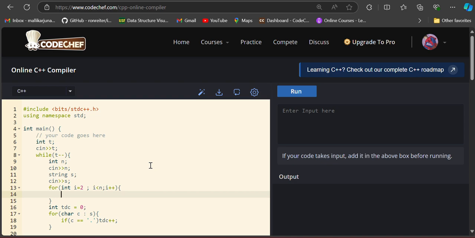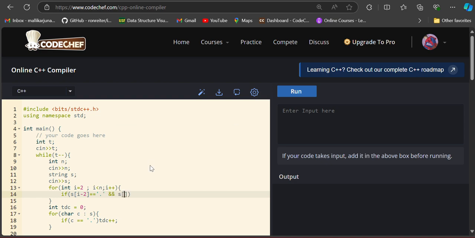So what I'm calculating is, directly I have to know whether there are three consecutive white blocks or not. So S of i, actually S of i minus 1, and actually i minus 2. So 2 minus 2 is 0. So is equal to dot dot.